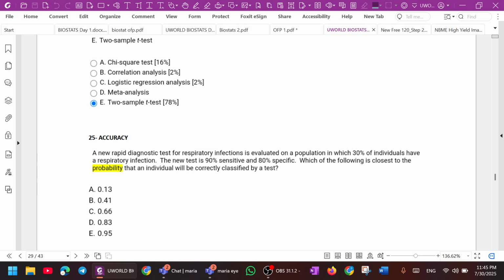Do you know what they're asking you here? They are asking for the closest probability. Is accuracy like validity and precision? Is it closer to validity and precision?